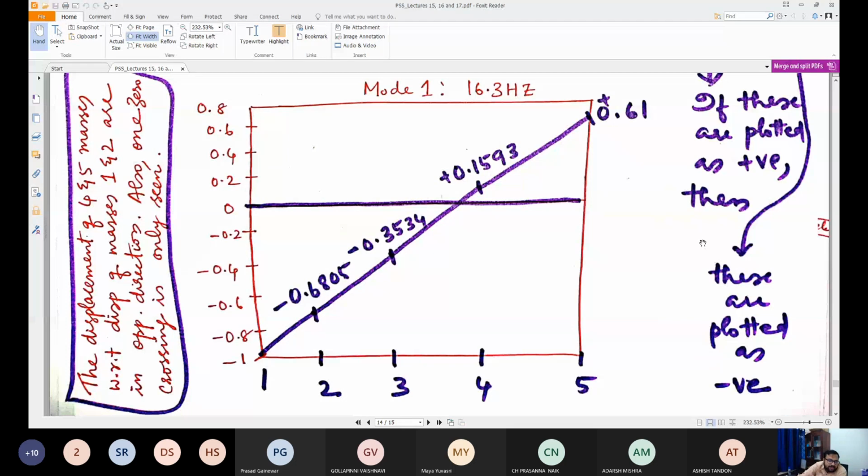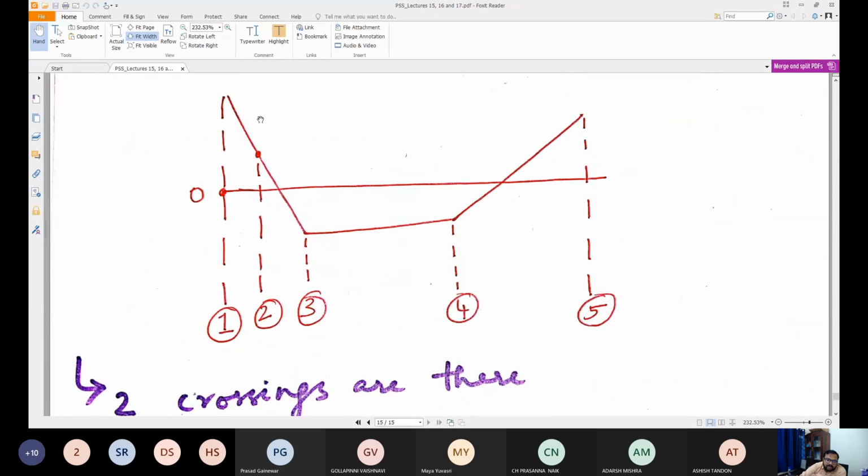The displacement of masses 4 and 5 with respect to the displacement of masses 1 and 2 is in the opposite direction. A zero crossing is also seen here. Because of the zero crossing, we say that these two are oscillating against these three. Similarly, here these two are oscillating against these three, 1, 2 and 5.